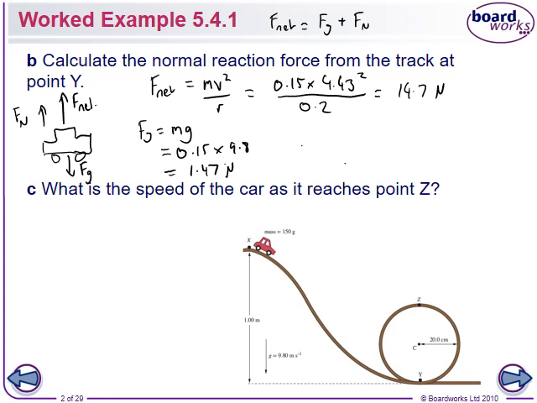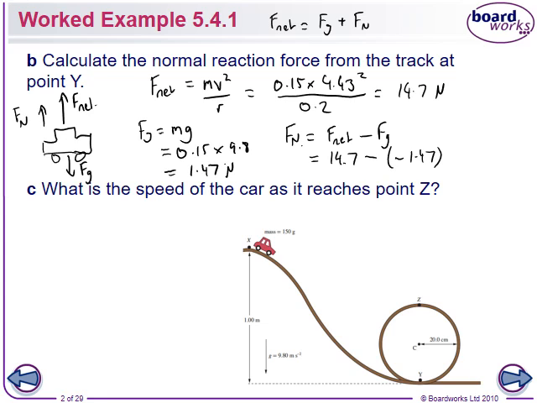Okay, so let's keep upwards as positive, and we should rearrange this. So Fn is going to be equal to Fnet minus Fg. All I've done is rearrange that top equation to make Fn the subject. So our net force is 14.7 minus, remember upwards is positive, so our net is positive. Fg is in the other direction, so we have to minus the negative Fg.